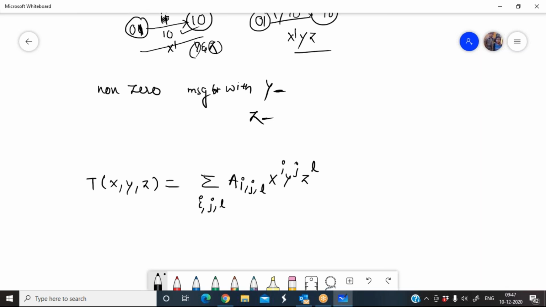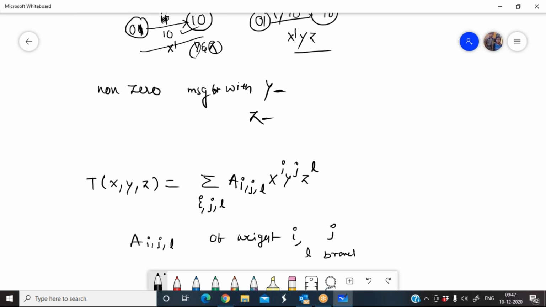Don't get confused, it is easy to remember. Sigma over i, j, l of a_ijl, x power i, y power j, z power l, where a_ijl is the number of non-zero sequences of weight i, whose corresponding information sequence has weight j and which has length l branches.